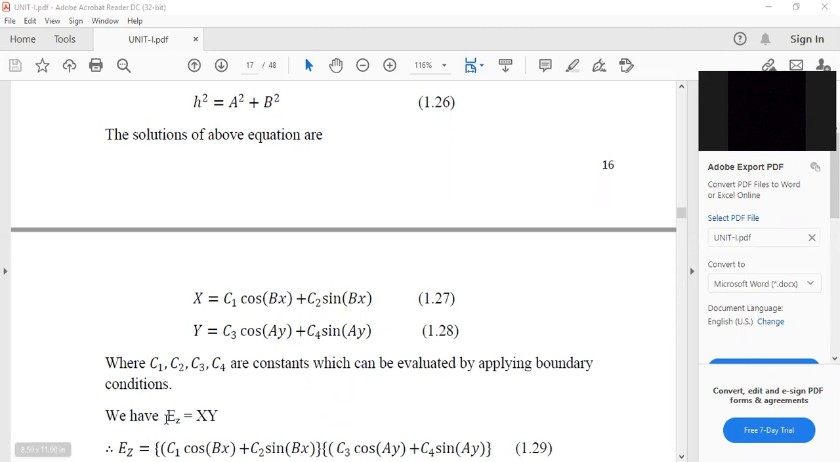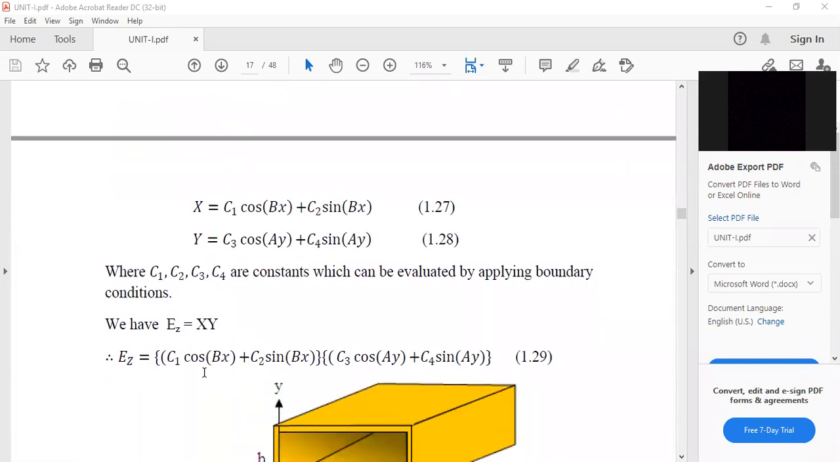Now we already know that Ez is equal to x into y. So substitute this x and y in this equation. In place of x, you can write c1 cos bx plus c2 sin bx, and in place of y, you can write c3 cos ay plus c4 sin ay.